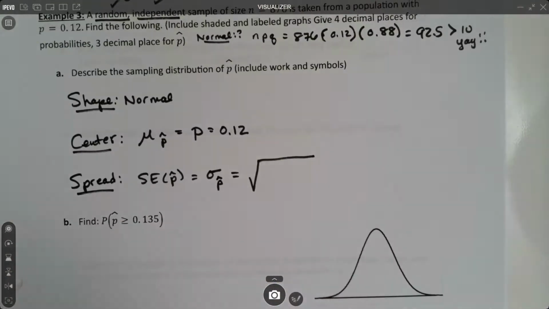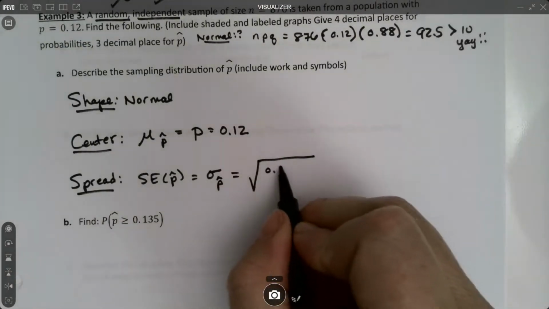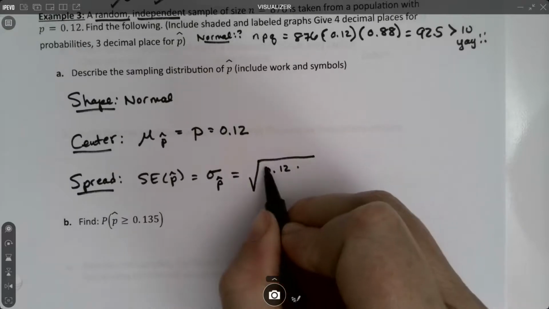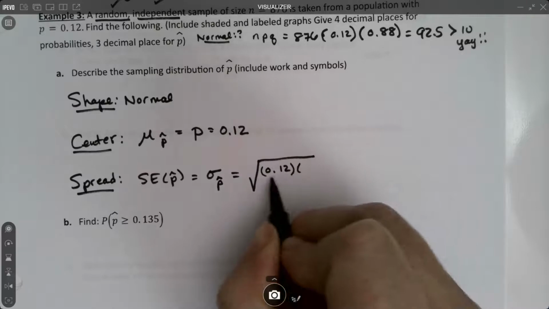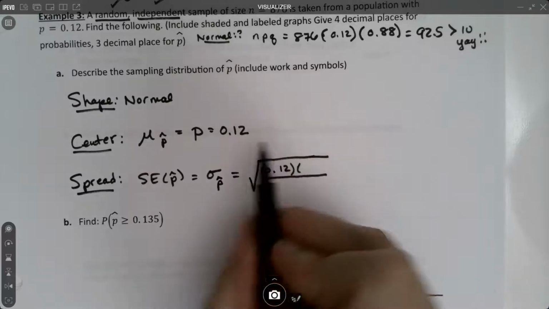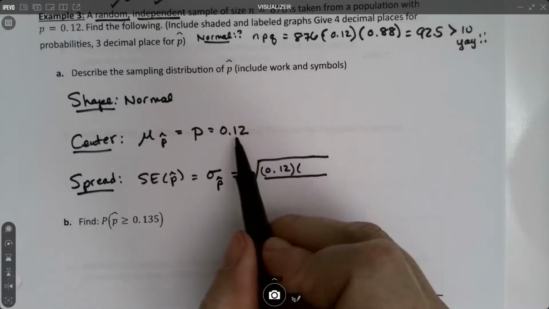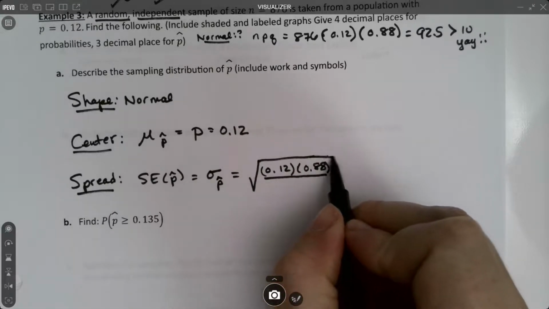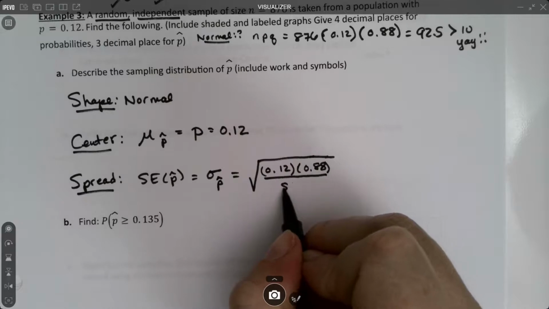Well, p we know is 0.12. You can put a little times dot in there, or if you like, you can put parentheses in there. Either way. q is the complement of 0.12, which is 0.88. And it's divided by n, which was 876.